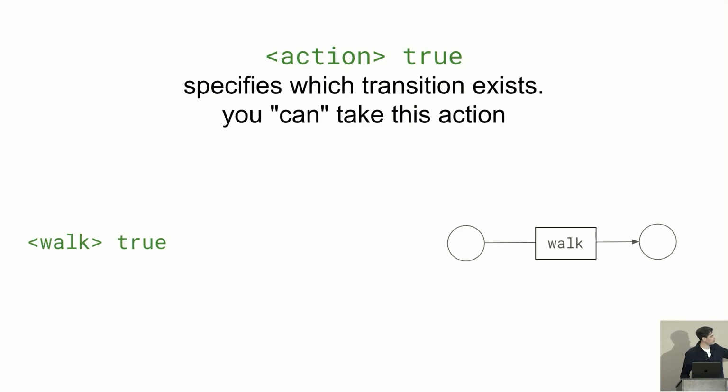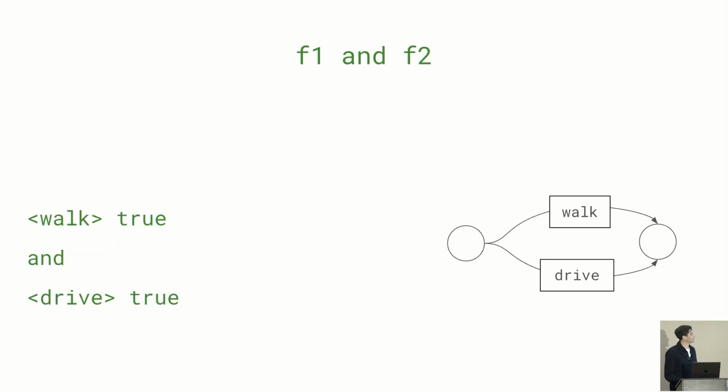Here we have diamond walk true. And what is this saying? This model satisfies this rule. Why? Because we can take that arrow of walking to the next world. Now, of course, you have and. You could do and. So we have diamond walk true and diamond drive true. We have 2 arrows. We could take either one.